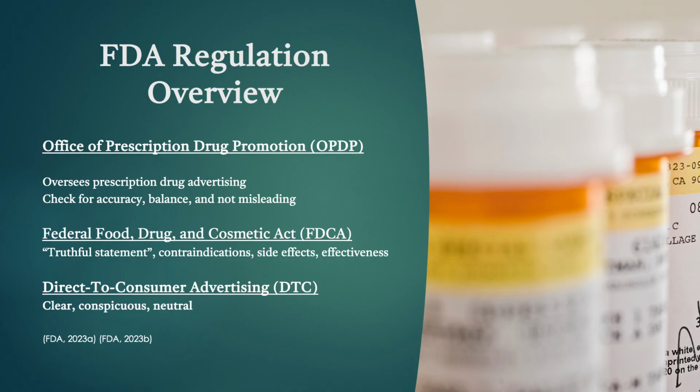So the OPDP, the FDCA, and DTC basically all have the same end meaning. The first one oversees the check for accuracy and balance and makes sure it's not misleading. The FDCA requires the truthful statement. It can't have any contradictions. It has to bear its side effects openly, and it has to be effective. And then lastly, DTC has to be clear and neutral.